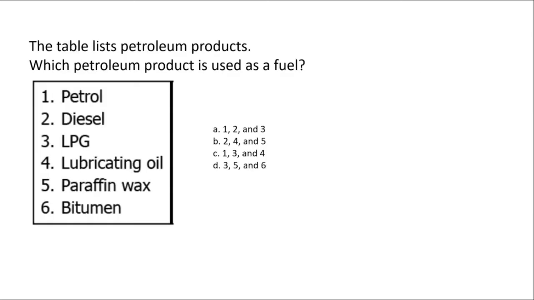Next question now. The table lists petroleum products. We all have studied petroleum products. There are plenty of products which are derived out of crude oil. And some table is given here, out of which which petroleum product is used as a fuel. And what is fuel? Fuel is the one which gives us energy when it is burnt, right? So we know that petrol is used as a fuel, diesel is again a fuel, and LPG as a fuel. Lubricating oil, no, it is to reduce the friction. Paraffin wax, a wax. Bitumen is used on roads.